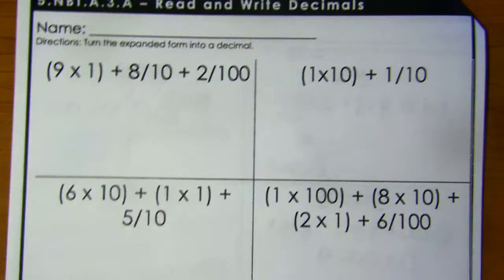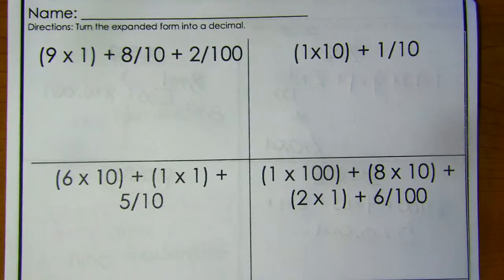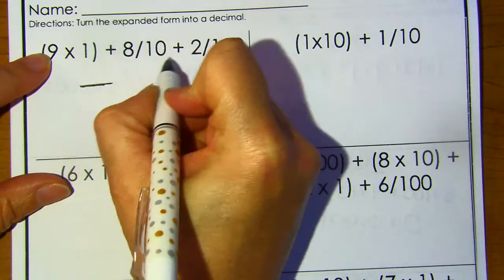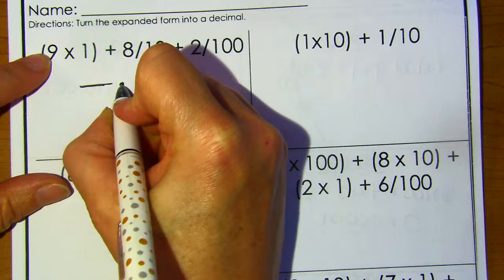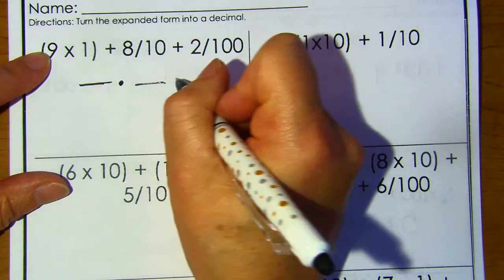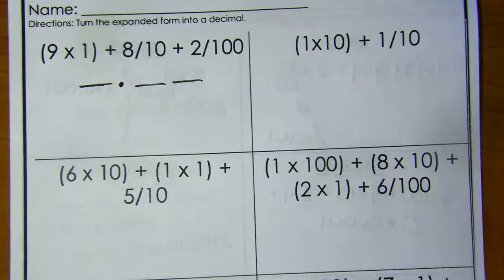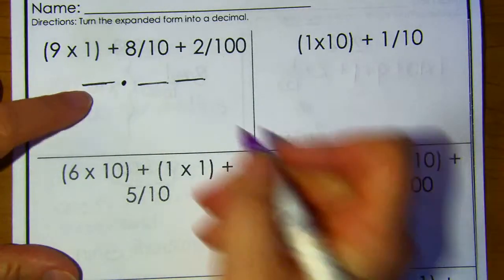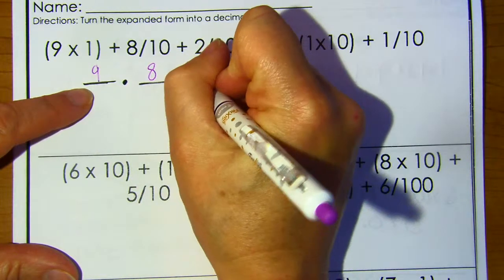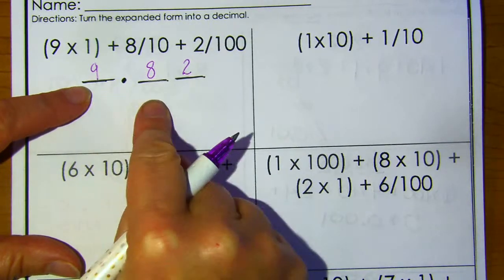All right, here we have expanded form that we need to change into a decimal number. So we're writing this standard form, numeric form, decimal form. It all just means a regular number. So we've got 9 times 1. So I know I'm going to have a ones place. I have tenths right here. So tenths place. And I have hundredths right here. So hundredths place. I like to put the blanks because then I can just fill them in properly. I have a 9 in the ones place, an 8 in the tenths place, and a 2 in the hundredths place. So my number is 9 and 82 hundredths.